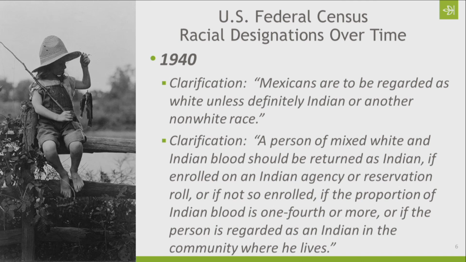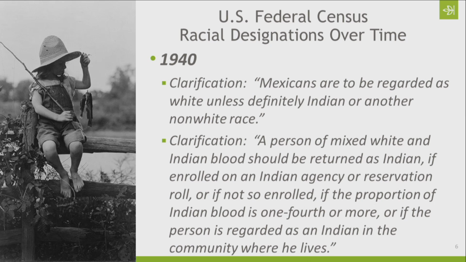The next clarification from the 1940 census reads, a person of mixed white and Indian blood should be returned as Indian if enrolled on an Indian reservation agency or reservation roll, or if not so enrolled, if the proportion of Indian blood is 1/4 or more, or if the person is regarded as an Indian in the community where he lives. So if you're mixed white and Indian, you are Indian if you are living on a reservation or enrolled on a roll, or if you are 1/4 or more, and apparently you probably need to know that, or if your community regards you as an Indian or as a Native American.